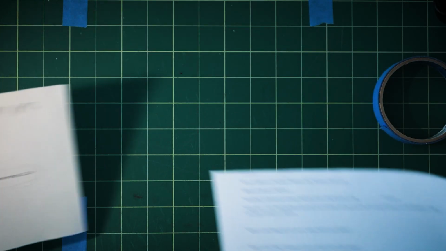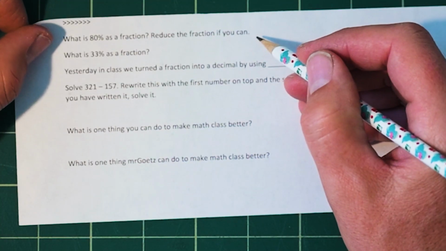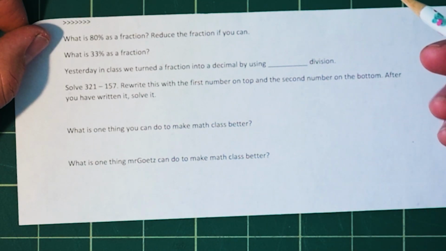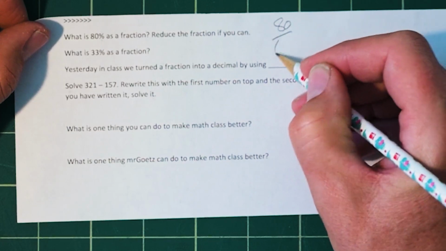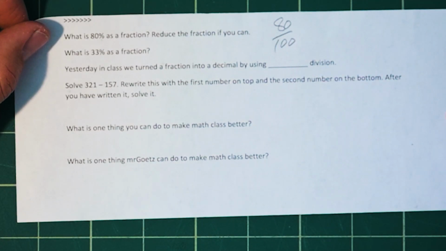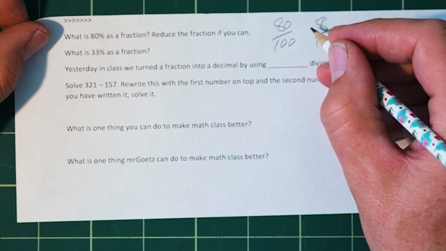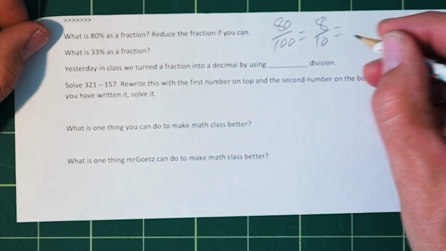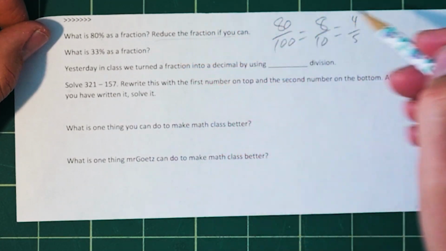Super helpful. All right, take a look at another bell ringer here. What is 80% as a fraction? Reduce the fraction if you can. Whenever we have percentage, it's going to be at a rate of over 100. So we have 80 over 100. Let's go ahead and see if we can reduce that to 8 over 10. So divide both top and bottom by 10. And now here we're going to do the top by 2 and the bottom by 2 to get 4 over 5. Reduce the fraction if you can, 4 over 5.